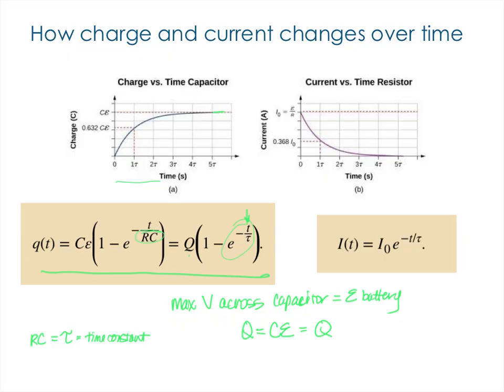The expression for current, which we can get from taking the derivative of the charge with respect to time, is this, where it starts at a maximum value and then decreases as time goes on until it reaches zero, which it would do when the capacitor is fully charged.